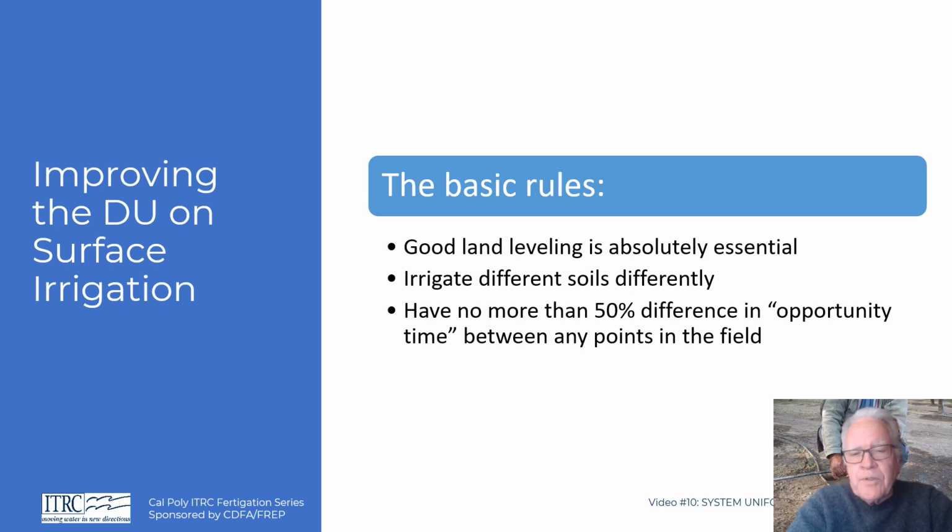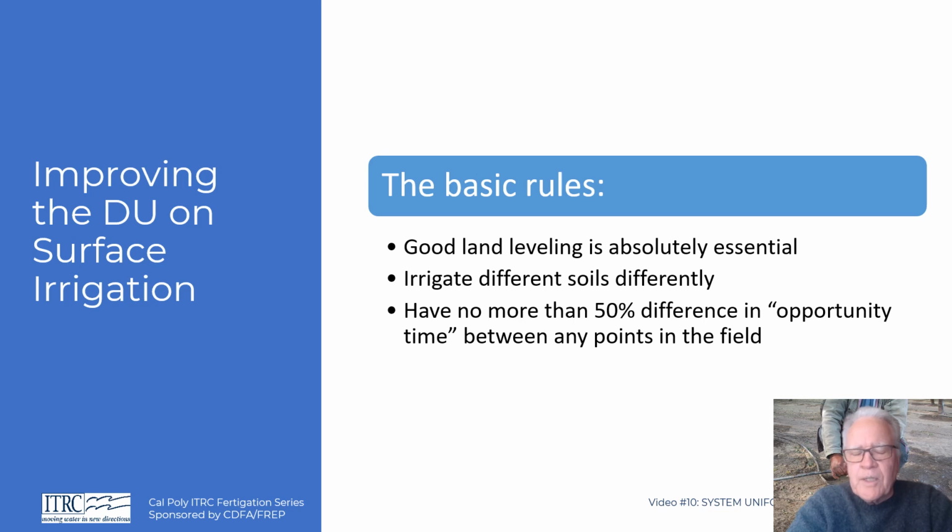And then there's another one. This is a little more difficult to understand, and that's have no more than 50% difference in opportunity time between any points in the field. Now, the amount of time that water sits on the soil at one point versus the other is kind of equivalent to having different pressures at different sprinklers throughout a field.